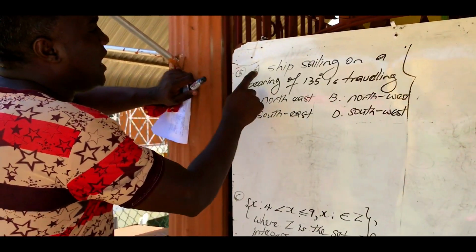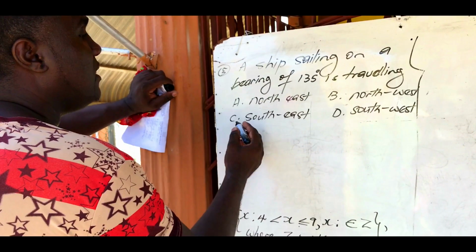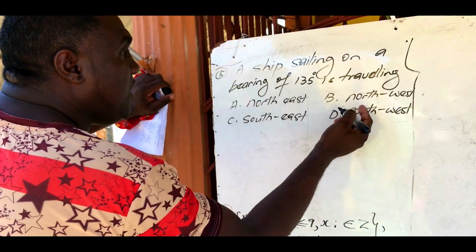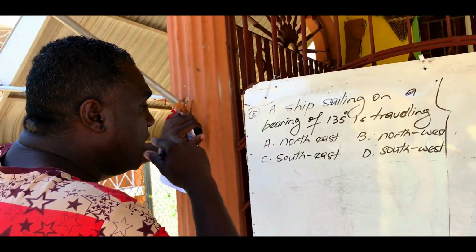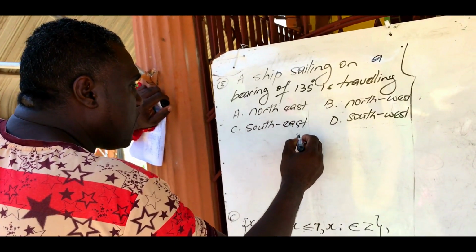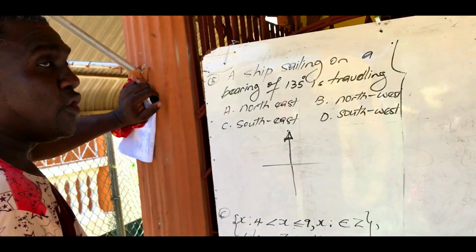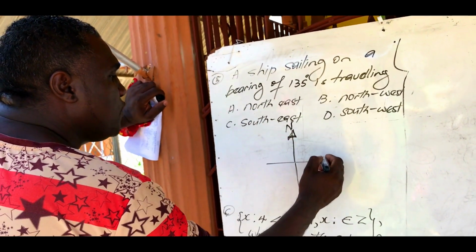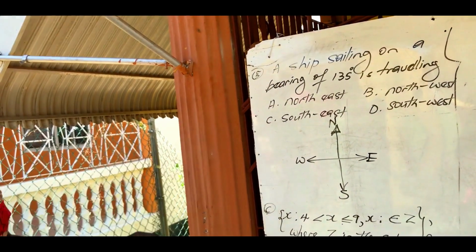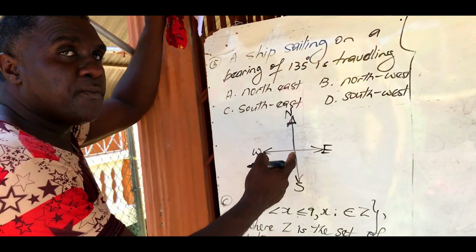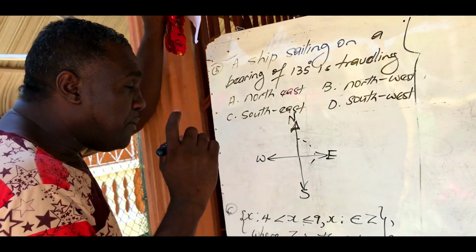Now, number 5. A ship sailing on a bearing of 135 degrees is traveling A, northeast, B, northwest, C, southeast, D, southwest. Now the first thing that you need to do here is to draw up your north line. Actually, you can draw your cardinal points. So you see something like this. You put your north, you put your east, you put your west, you put your south, and show arrows that indicate the direction.